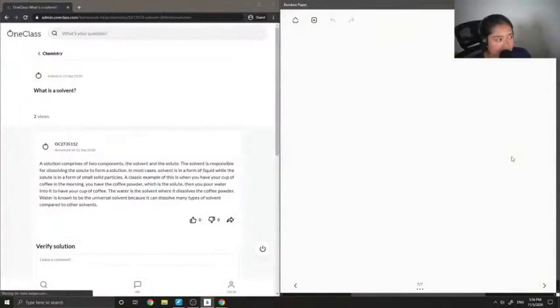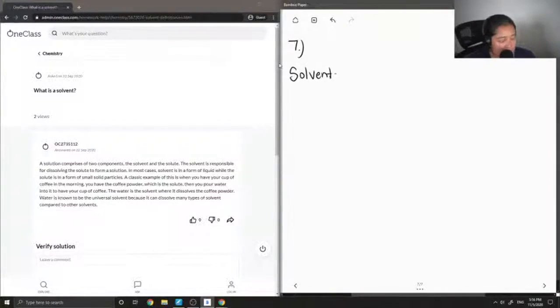Okay, so moving on to question number 7. Question 7 asks, what is a solvent? So, a solvent is a liquid that dissolves a solute to form a solution.